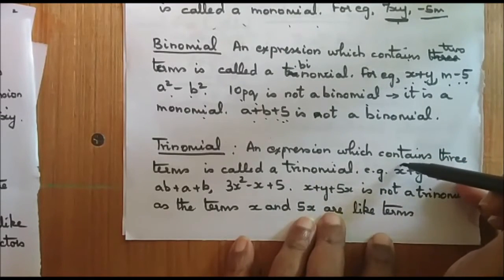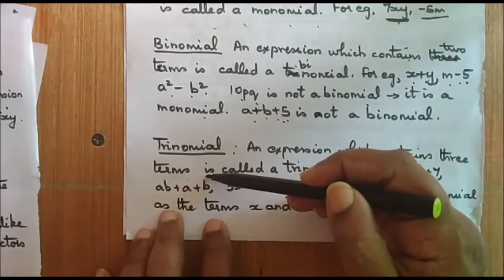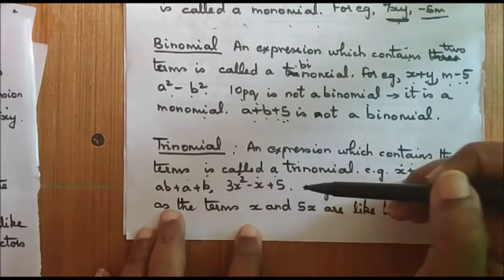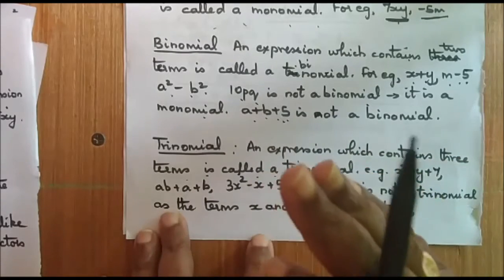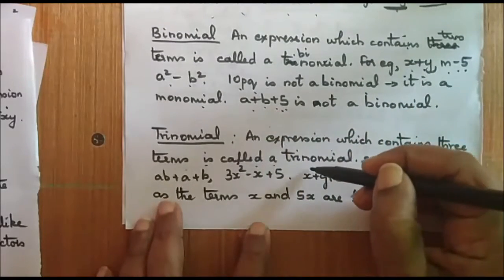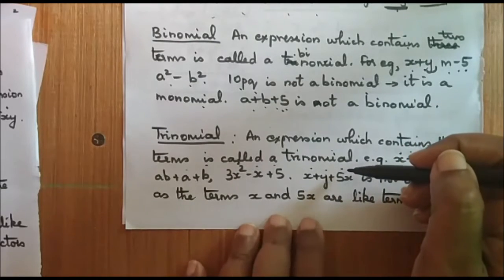For example, x plus y plus 7, ab plus a plus b, 3x squared minus x plus 5. In all these examples, we have three terms. So, they are called trinomials. Now, x plus y plus 5x is not a trinomial. Can you tell me why?